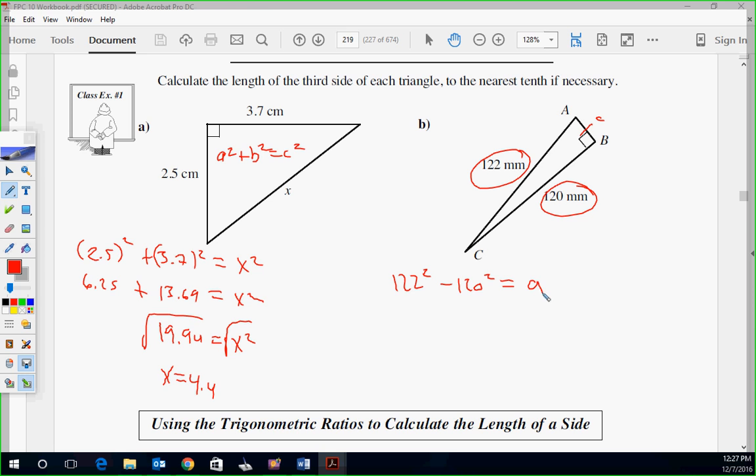A squared. Okay, what is that? Like, what are these subtracted? 14,484. 800. That's right. And then what are they subtracted? 484. Okay.